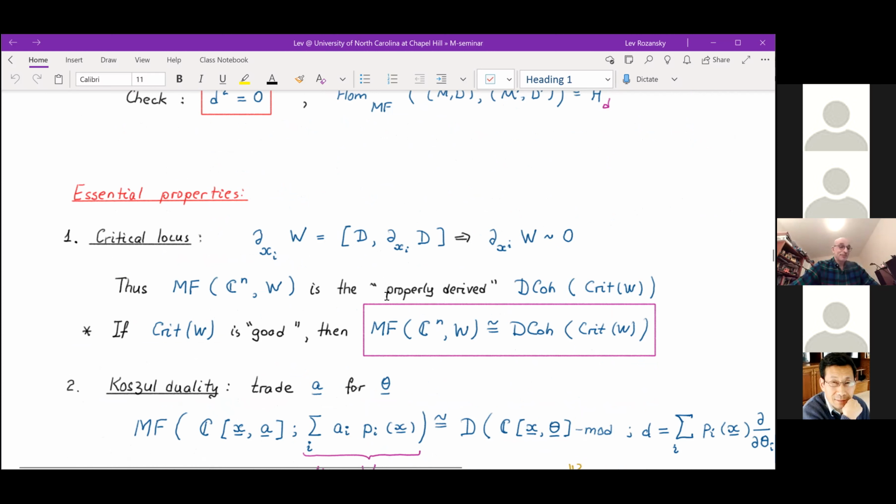If the critical locus is good, which means it's smooth, and the Hessian of W is non-degenerate in transverse directions, then I'm cheating a little bit. The category will be the same as the category of coherent sheaves over the critical locus.